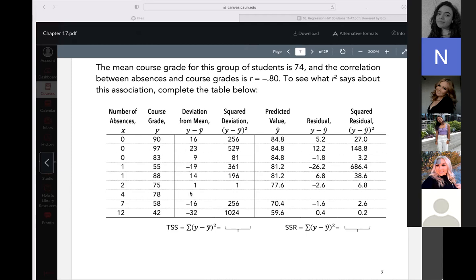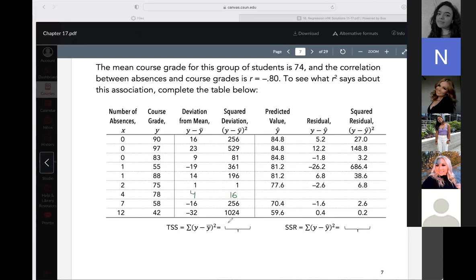And then they took all these numbers and they squared them all. And they get all these numbers. What number goes here? 16. And then they added that whole column. So I'll take out my calculator. 256 plus 529 plus 81 plus 361 plus 196 plus 1 plus 16 plus 256 plus 1024.